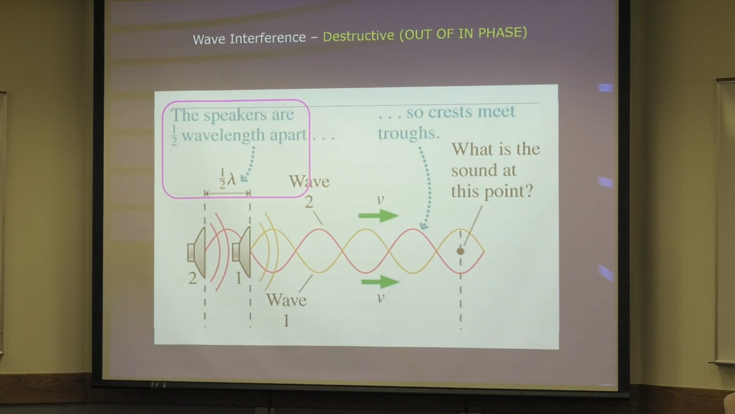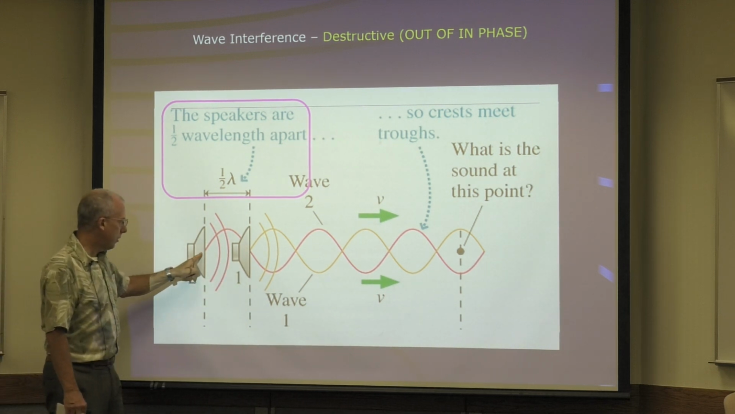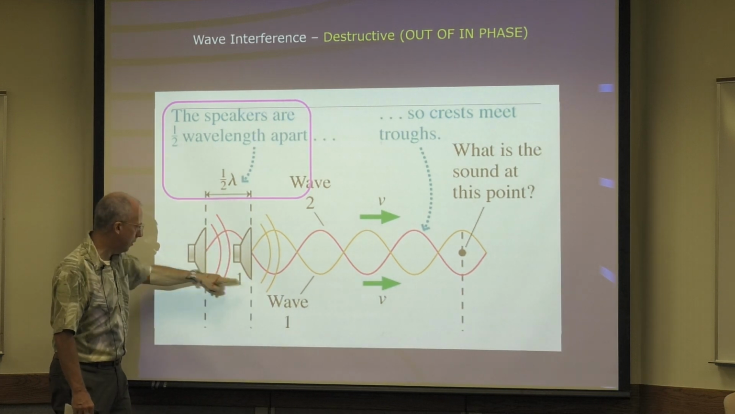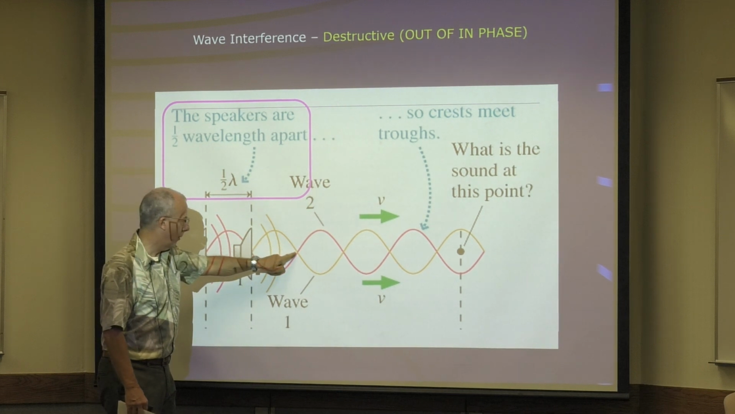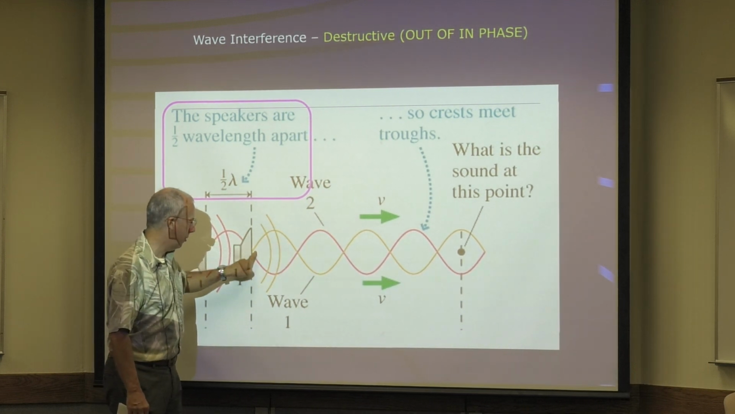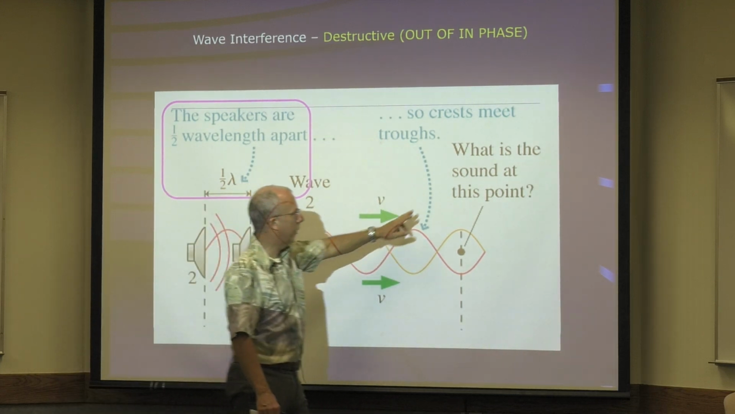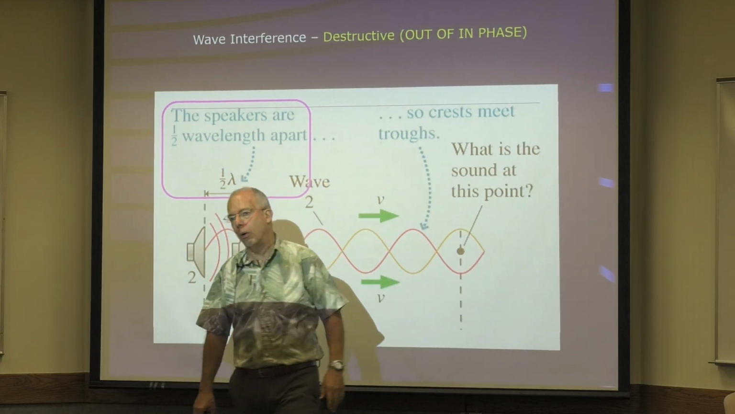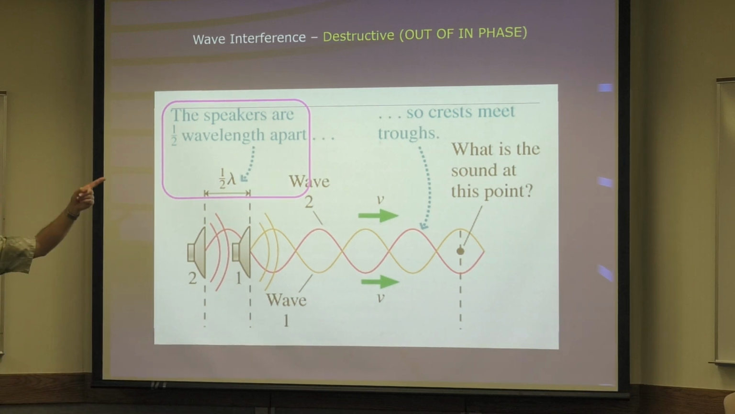On the other hand, let's say that the speakers are a half a wavelength apart. Well, look what happens. So, right, this distance is a half a wavelength. And so here, this is up, this is down. What kind of interference are you going to get? Destructive, right? And so what's the sound at this point? Zero, because it's perfectly destructive interference. So we call that out of phase.